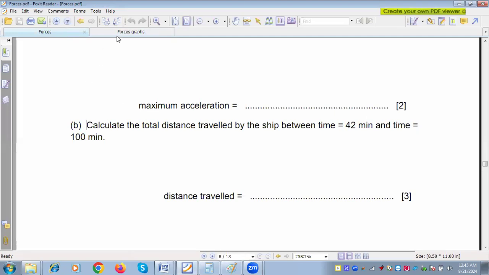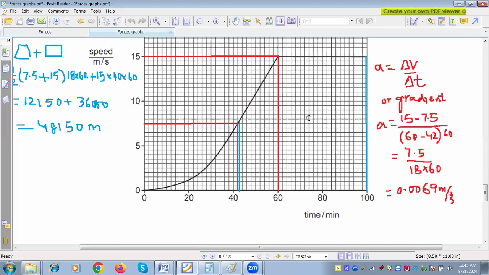42 and 100, sorry, not 60. 42 and 100. So this is a different shape, so I have divided it into two parts, a trapezium and a rectangle. The area of the trapezium is half the sum of the parallel sides, one is 7.5, the other one is 15, so (15 plus 7.5) divided by 2, into the separation between the parallel sides, that is 60 minus 42, which is 18.